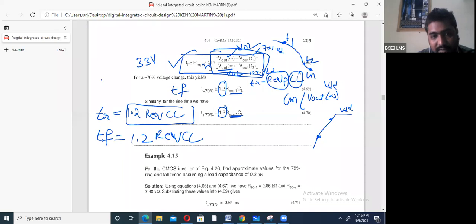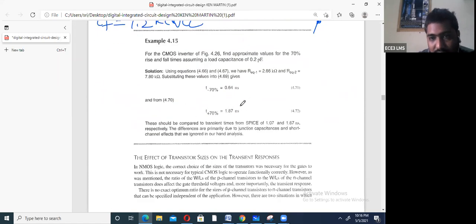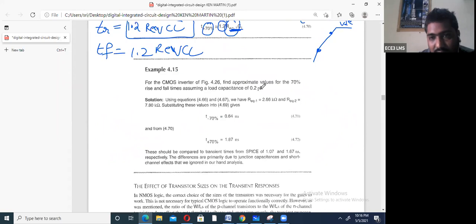So they have taken VDD equal to 3.3 volts, VOL equal to 0 volts, I think, in CMOS, and VOH equal to VDD. After substituting those values here, during fall time you will get 1.2. During rise time also you will get 1.2, and they are finding R equivalent C1. So for fall time you have to substitute R equivalent N, and for rise time you have to substitute R equivalent P. 1 means N, 2 means P.